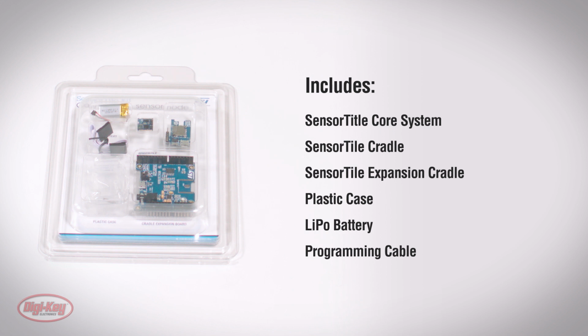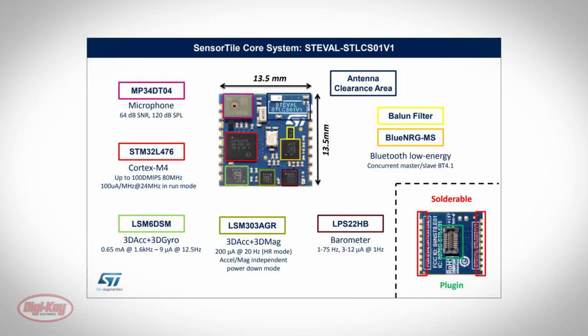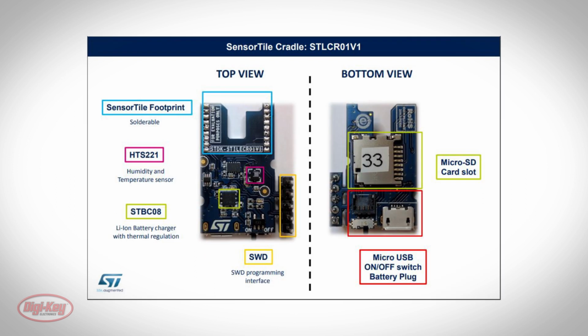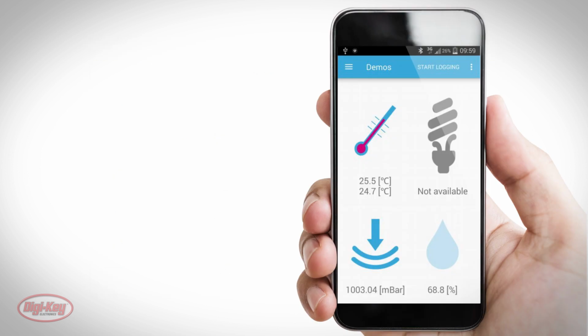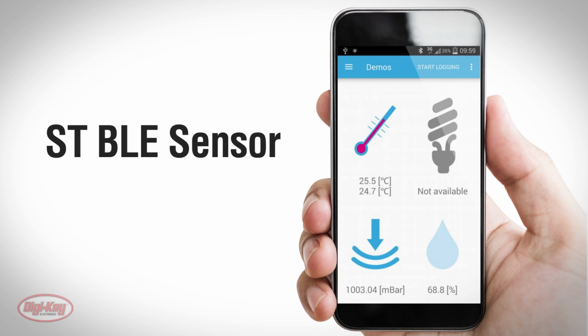and a programming cable. The SensorTile core system board integrates an IC containing a 3D accelerometer and a 3D gyroscope sensor, a second IC with a 3D accelerometer and a 3D magnetometer, a barometer and temperature sensor, a microphone, a Cortex M4 microcontroller, and a Bluetooth low-energy IC and antenna. The SensorTile cradle board includes a temperature and humidity sensor and some other parts. The SensorTile expansion cradle board contains Arduino connectors, an audio jack, and other supporting electronics. Finally, there's a free smartphone app for use with this evaluation kit called the BLE Sensor.